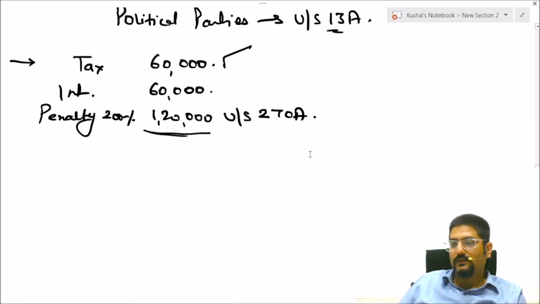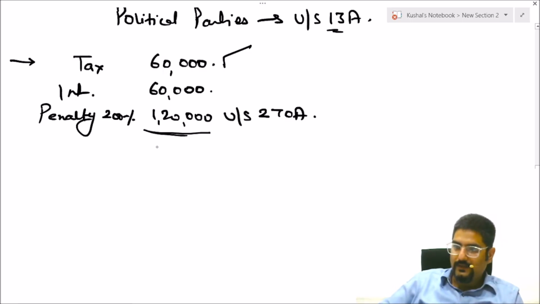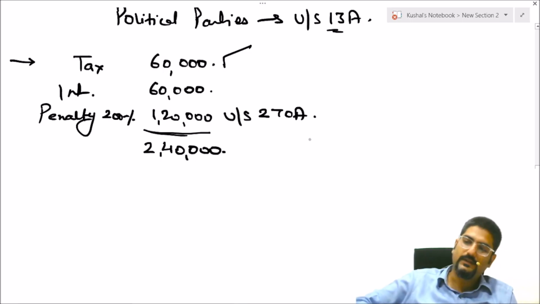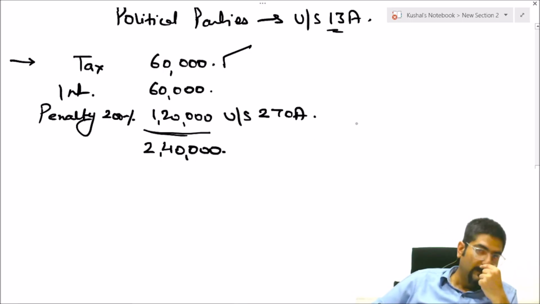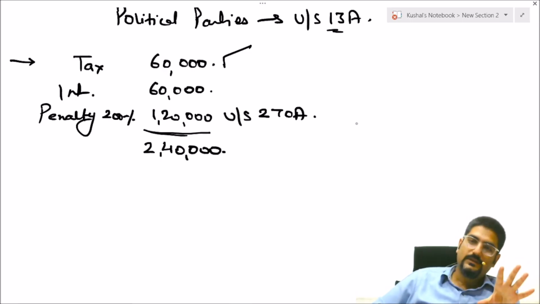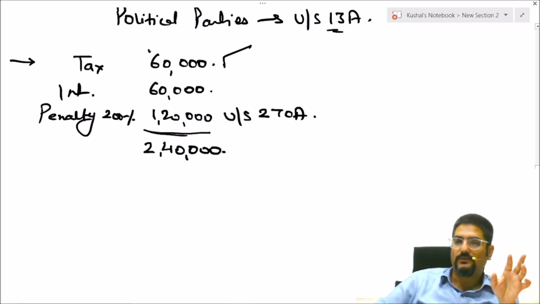Right. So what is the total outgo that the assessee has to pay? That is 2,40,000 rupees. Donation made was 2 lakh rupees, and now the assessee has to pay 2,40,000 rupees. And how much tax did the assessee save? Just 60,000 rupees.